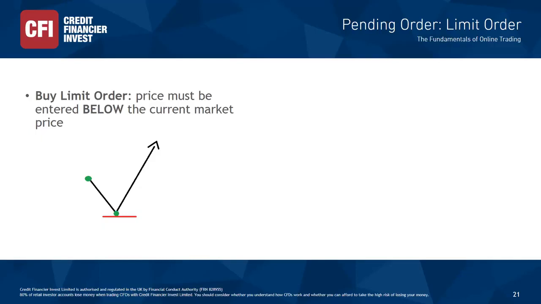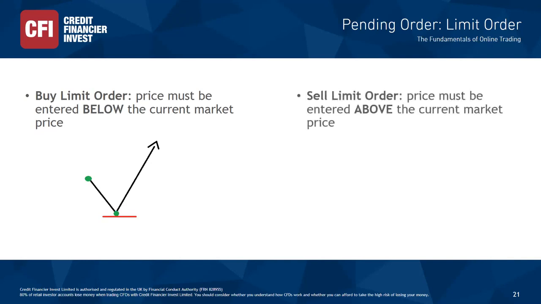And once the market reaches that price, your position will get opened in the market, and then you have your open position. And obviously, you hope that once that happens, the market will reverse and you will have a profitable position. On the other hand, if you are looking to go short, you can place your sell limit order, where the price must be entered above the current market price.